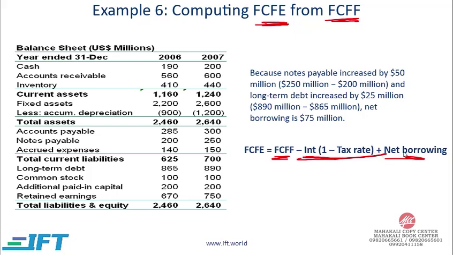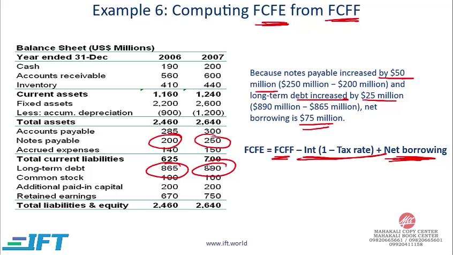So what is the method that we use to come up with net borrowing? The notes payable increased by 50 million, and where is that? So notes payable went from 200 to 250, and long-term debt increased by 25 million. Where is that? So long-term debt went up from 865 to 890. So these are both forms of borrowing. How much was the total borrowing? 75 million. So what do you learn out of this?